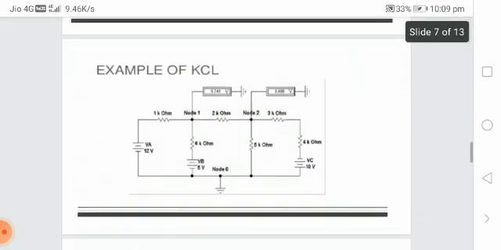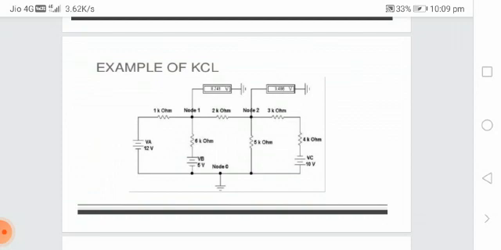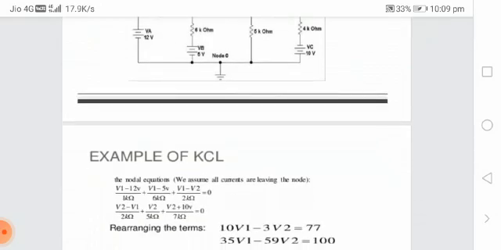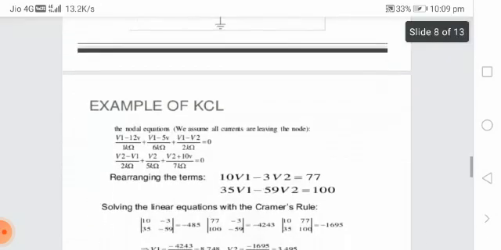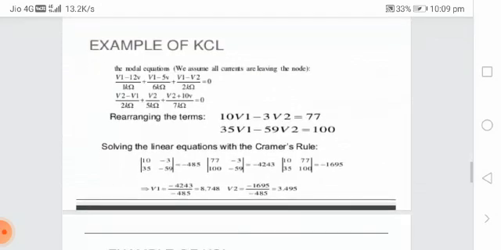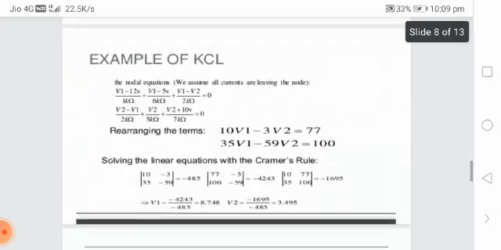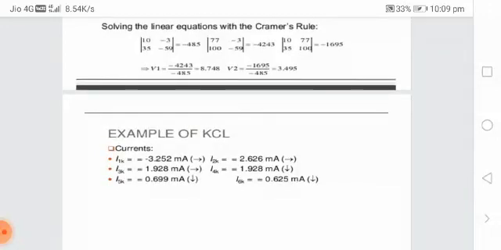Now we will see an example of KCL. This is an example problem of KCL. Here, according to mesh analysis and nodal analysis, with respect to each loop we can form equations, and using Cramer's rule we can find the current passing through each resistor, that is 1k, 2k, 3k, 5k and 8k. After solving, we get the current values as minus 3.25, 1.928 and so on.